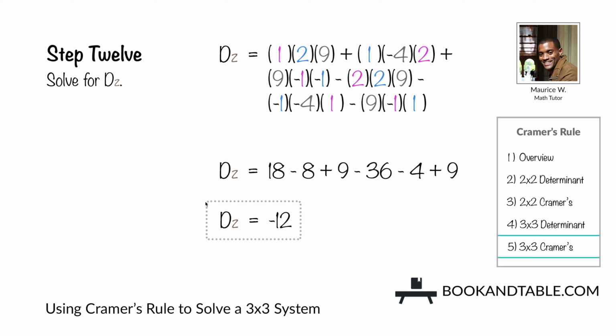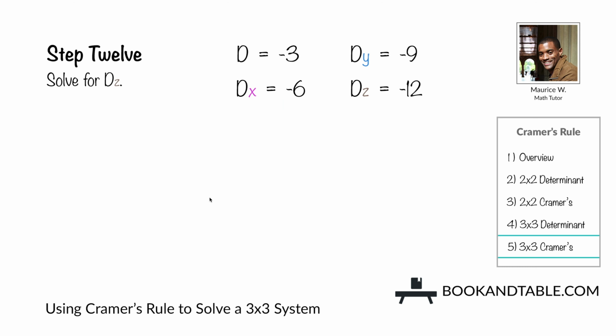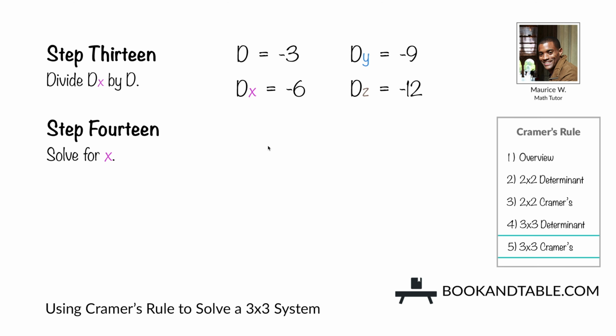So now we have found d, dx, dy, and dz. So we can now find x, y, and z. So first, divide dx by d, and then solve for x. So that would be -6 divided by -3. And that shows us that x is equal to positive 2. So that's our x value.